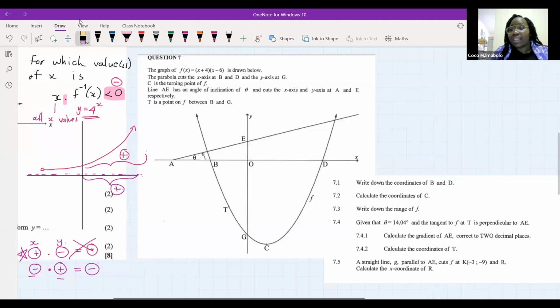Now, let's look at the other sides. Isn't x for the original graph? No. If they wanted us to use the original graph, then they would have said f of x. But they didn't say f of x. F of x is the graph. X is just all the x values. Let me know if you're understanding the difference that I'm showing you there.